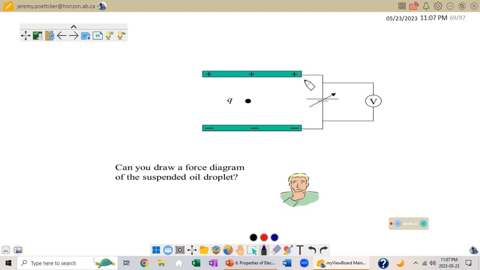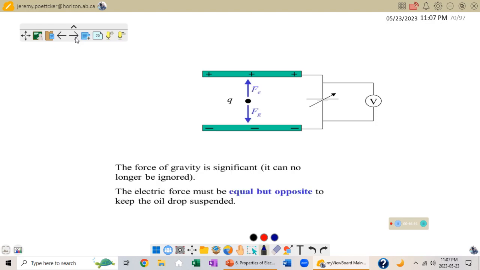Let's look at force on the oil droplet. Well, gravity is pulling it down. Electric force is going to be pulling it up. Right, so the electric force has to be equal and opposite if gravity is pulling it down, right? Now, gravity here is significant because we're dealing with an oil drop. We're not dealing with just an electron. Force of gravity acting on an electron is tiny. Force of gravity acting on an oil drop, which although is tiny, is many times bigger than an electron, is significant enough we have to pay attention to it.